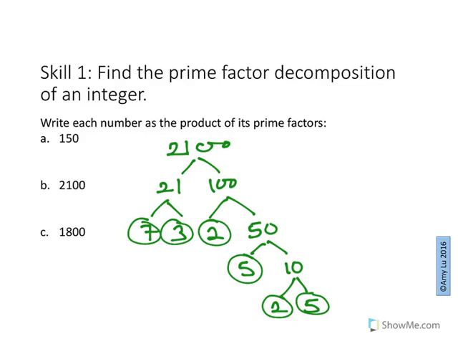So 2,100 is the same thing as saying 7 times 3 times 2 to the power of 2 times 5 to the power of 2.